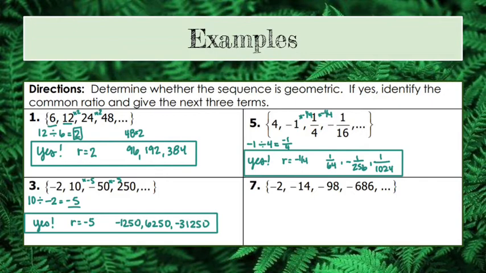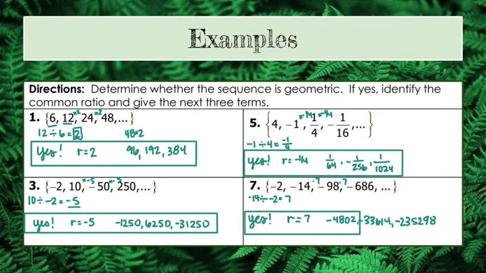All right. And then finally, number 7, we'll do -14 divided by -2. That equals +7. So if we multiply by 7, does that get us the right answer every time? Yes, it does. r will equal 7, and we will continue multiplying by 7 to get the next three terms. These get pretty big. All right. So those are our answers.